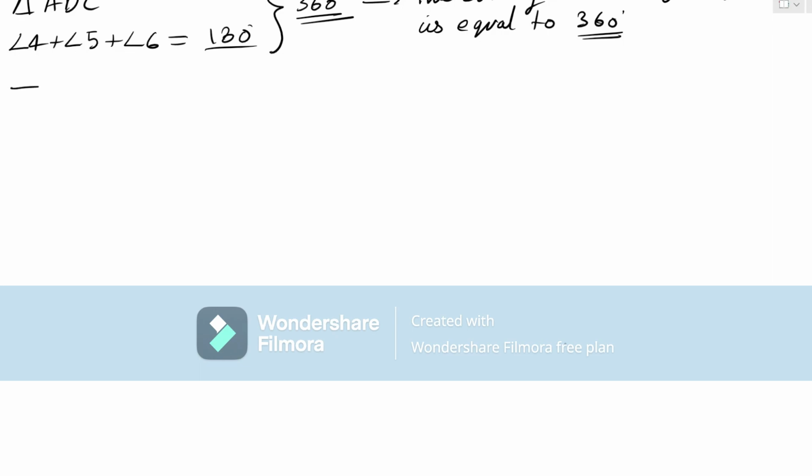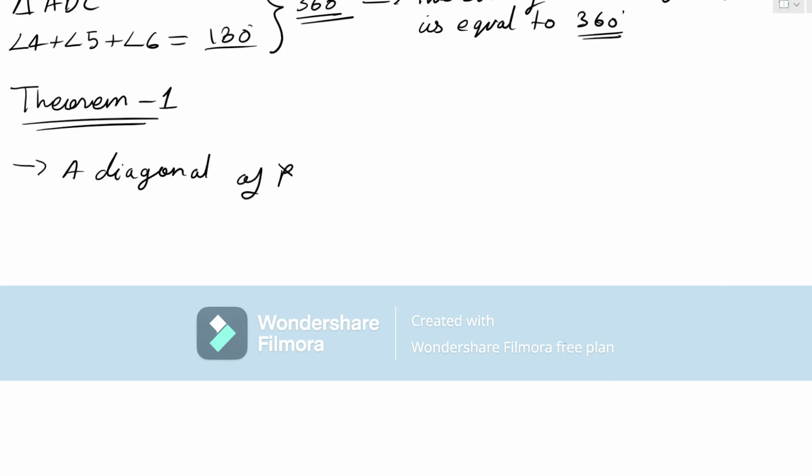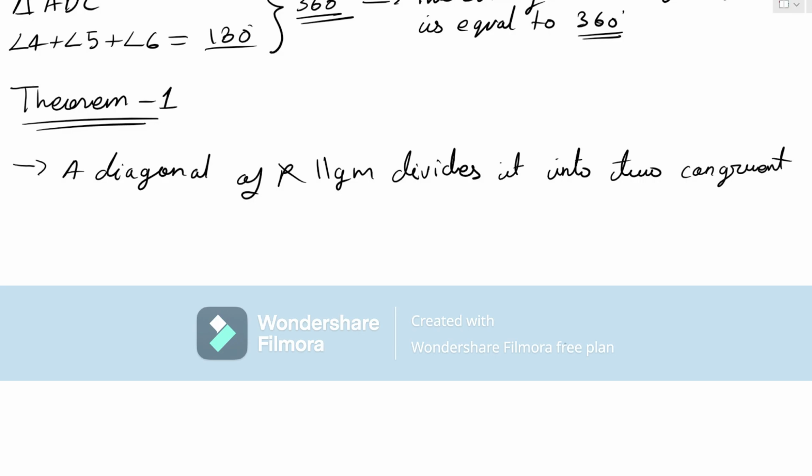Now let's begin with theorem 1. So what does theorem 1 state? Let's see. A diagonal of a parallelogram divides it into two congruent triangles.